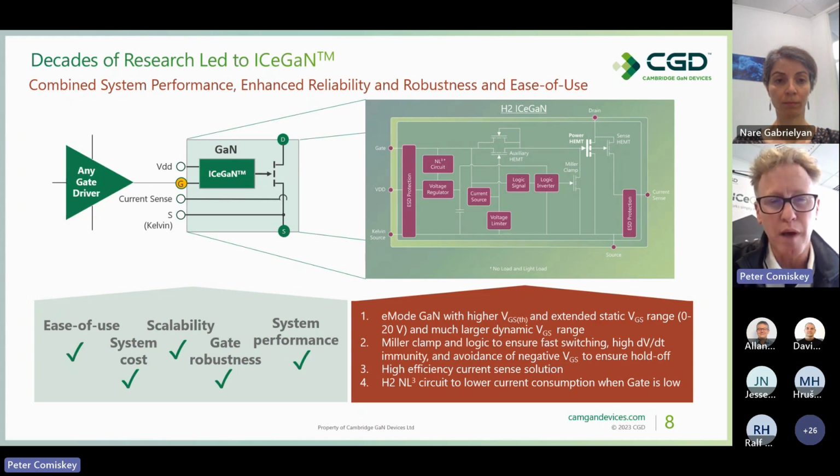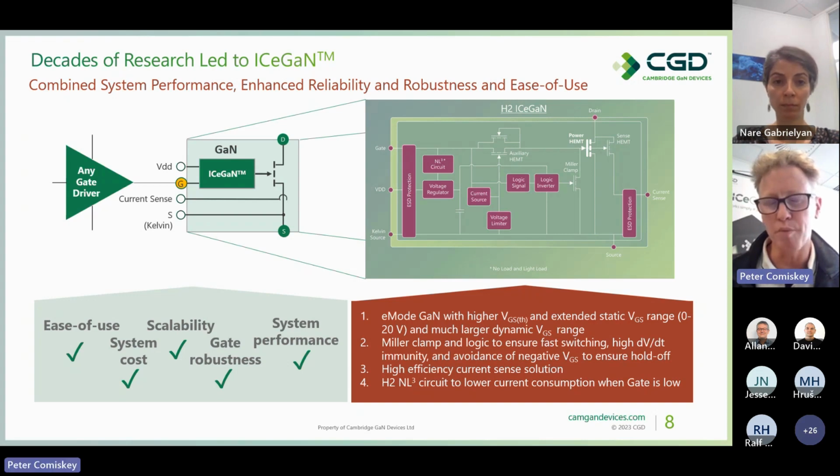In summary, I'm not going to read all the text here, but we're offering with ICeGaN ultimate robustness in terms of protecting the gate, and real ease of use, a simple interface without special drivers needed. And protection to make sure when you want the device to be on, it stays on, and when you want it to be off, it stays off, without compromising the fast switching times and reverse recovery you would expect from standard GaN.